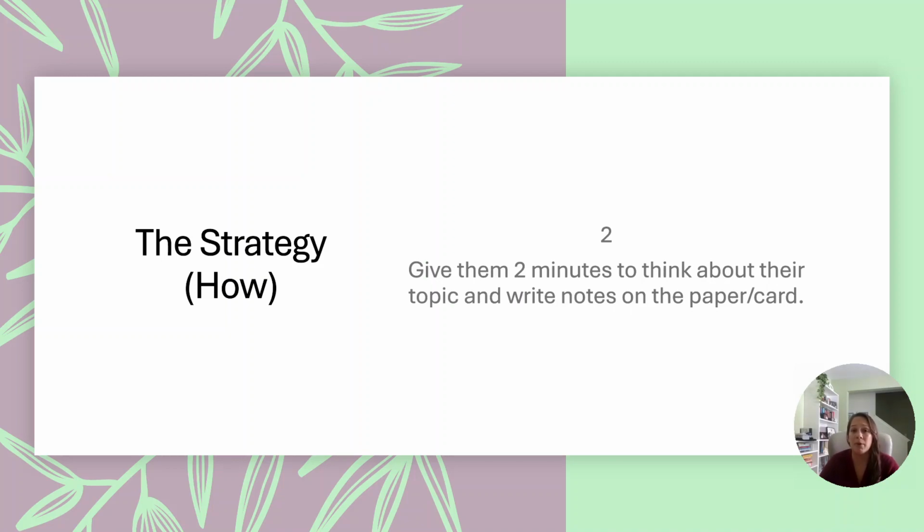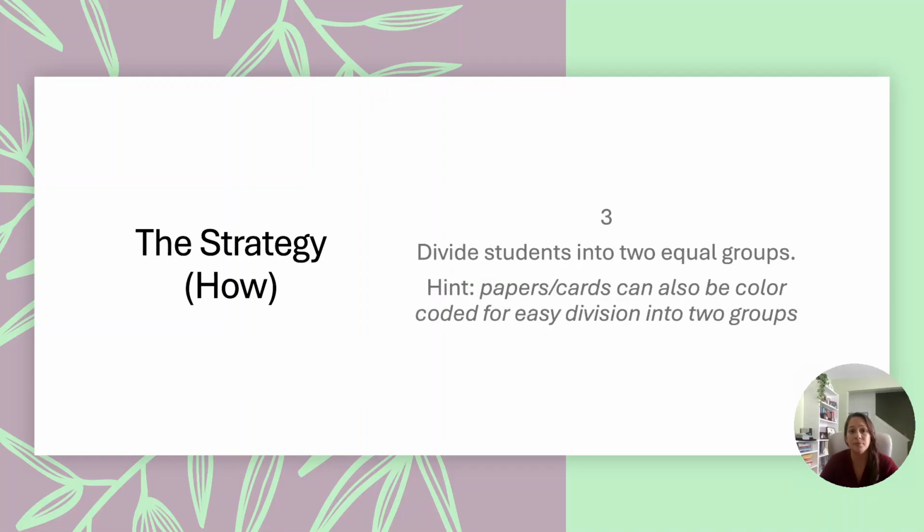The second step, give the students 2 minutes to think about their topic and write notes on the paper or card. The third is to divide students into 2 equal groups. A good hint for this is that papers or cards that you use, whichever one you choose, can also be color-coded for easy division into 2 groups.